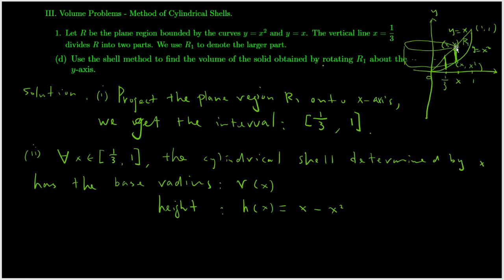That point has y coordinate of x. That point has y coordinate of x squared. The difference between the 2 y coordinates will give you the height. Okay, now the base radius, please. Base radius is also simple.